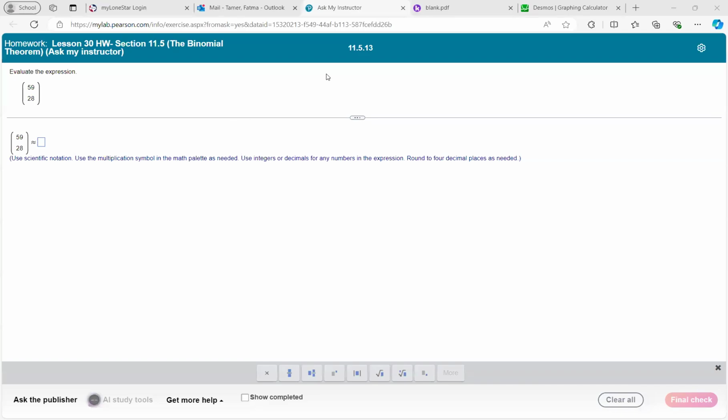In this video, we are going to take a look at question 13 from section 11.5. They're asking us to evaluate this expression where we have a 59 at the top and 28 at the bottom. Now, before we do this problem, if they were not these big numbers like 59 and 28, let's just do some small numbers.